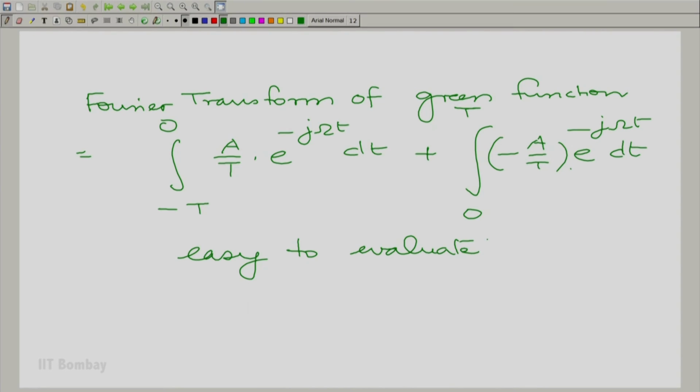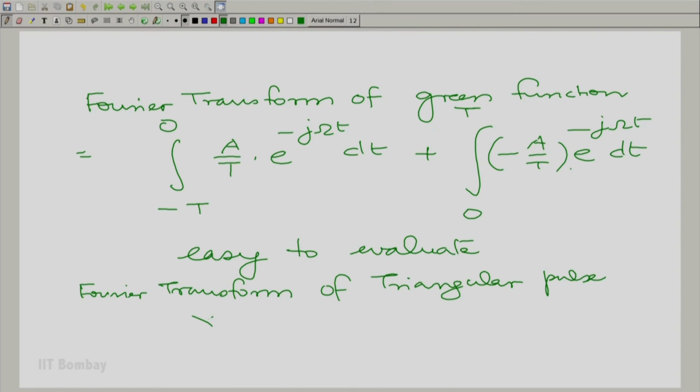And therefore, the Fourier transform of the triangular pulse is essentially 1 by j omega times this. So, the Fourier transform of the triangular pulse multiplied by j omega is equal to this Fourier transform. So, we can easily calculate the Fourier transform of the triangular pulse.